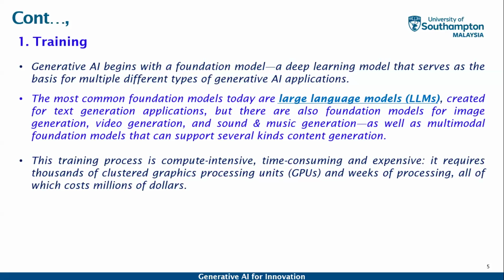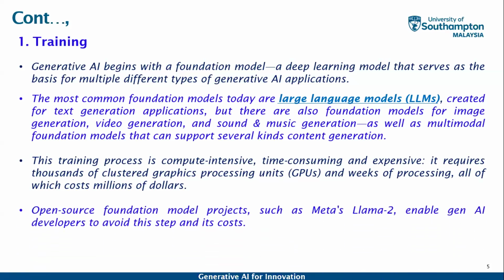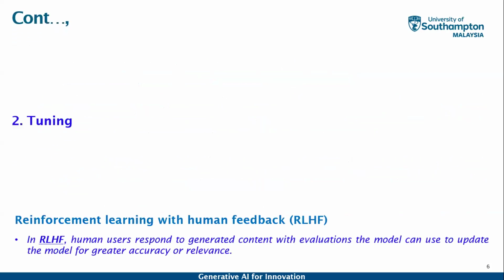So this whole process is intensive, time consuming and expensive, right? The total training process requires thousands of clustered graphics processing units and weeks of processing, all of which cost millions of dollars. So in this case, we have open source foundation model projects such as Meta's Llama. These are all available already. You might have heard of them also. Developers can avoid this step and its cost, because it's open source already.